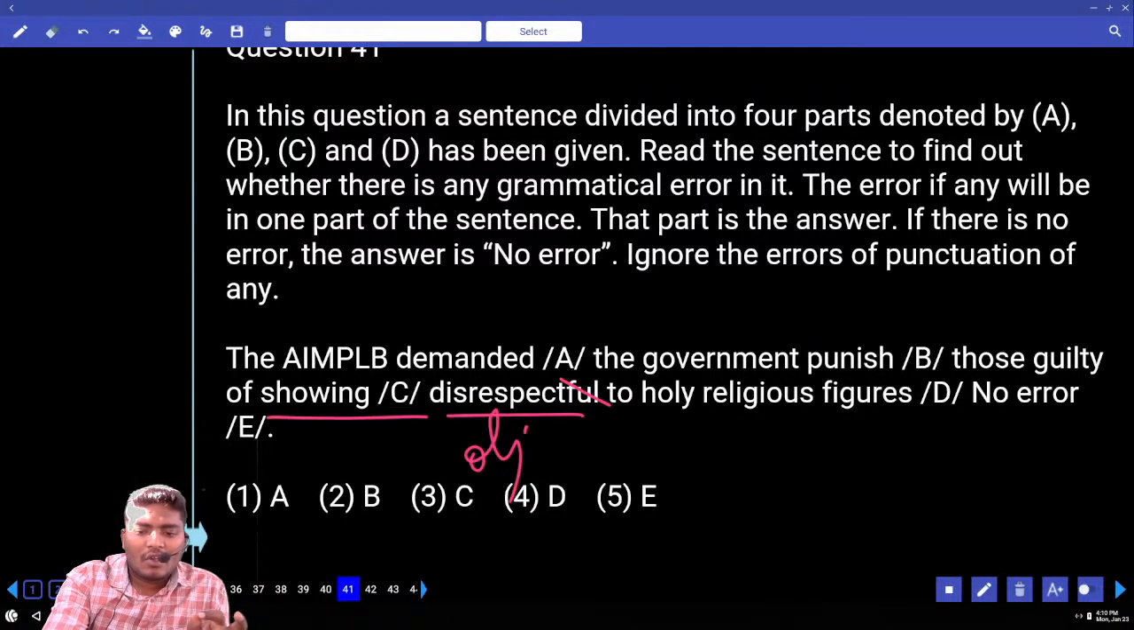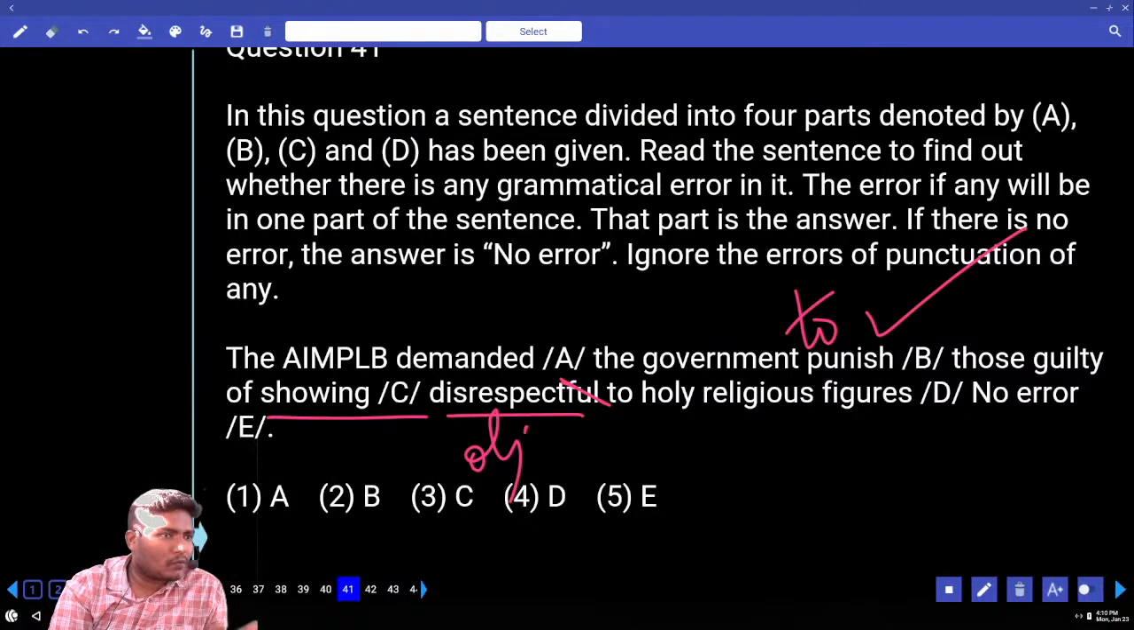There are two errors. One is here you have to add to punish. Another one here, change the adjective into a noun. So here it is disrespect, here it is to punish.